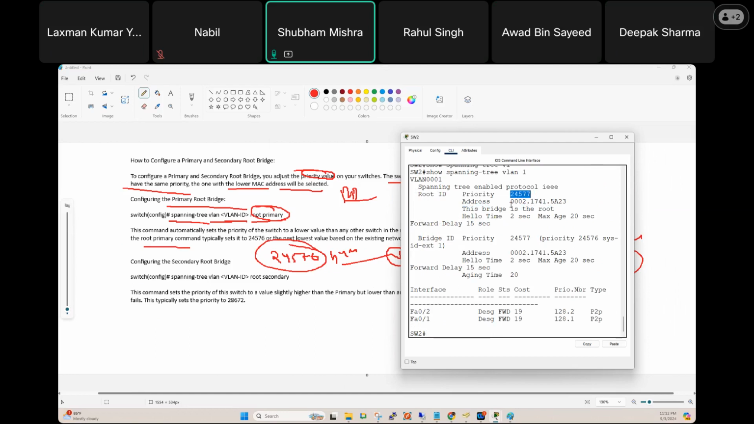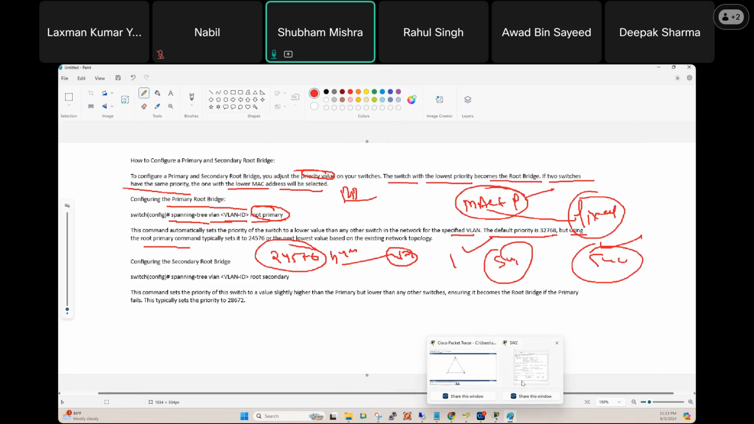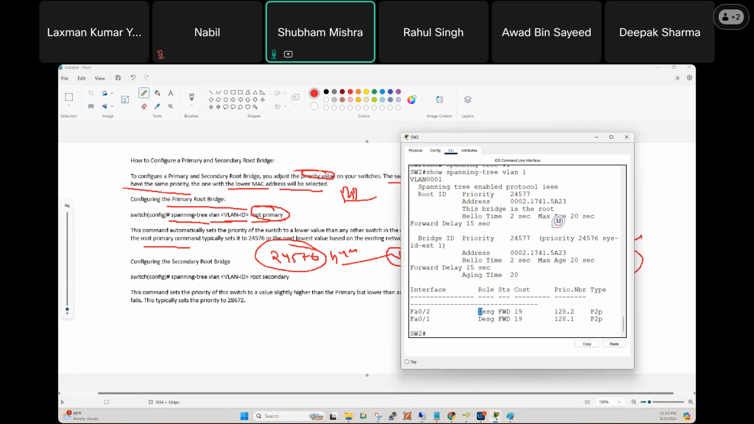Once it becomes the primary, all the ports are now in the forwarding state, designated ports. Previously one was DP and one was RP, but now both are DP.